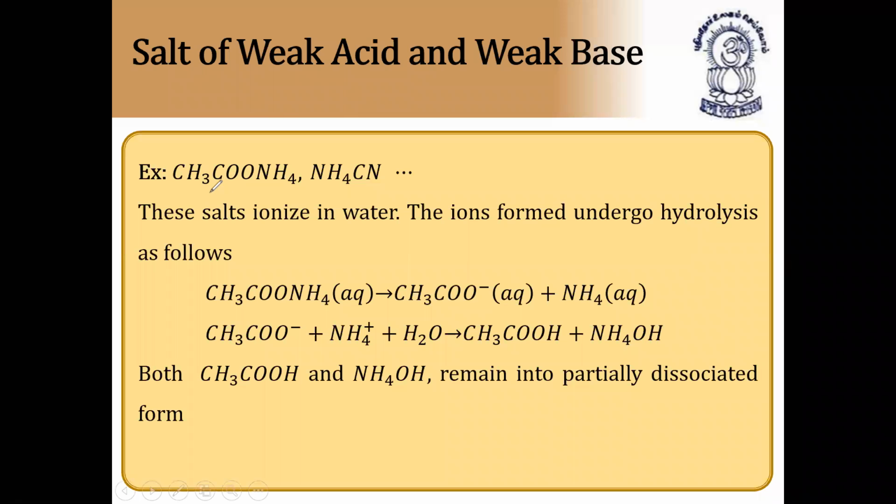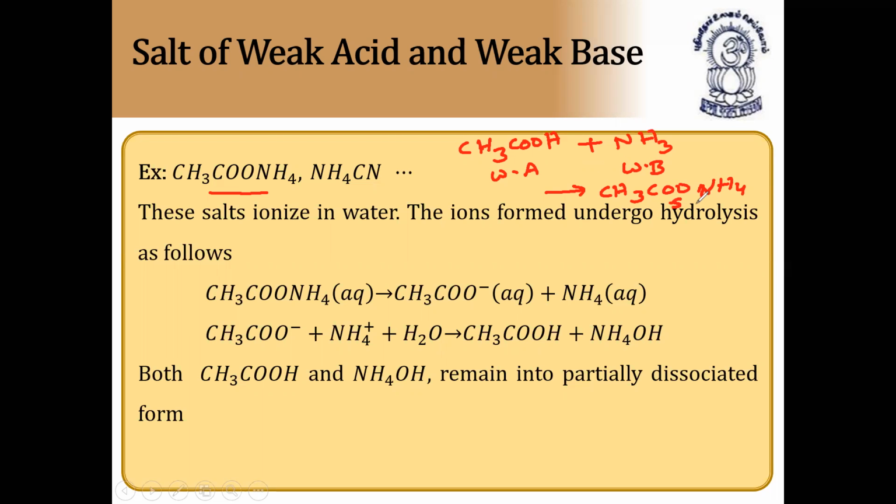How is this salt formed? For example, acetic acid is a weak acid, as we already know, because it does not ionize completely. Plus ammonia, which is also a weak base. When these two combine together, it forms ammonium acetate, that is CH3COONH4. This H will combine with ammonia and form ammonium acetate. So this is a salt obtained by means of a weak acid and a weak base.